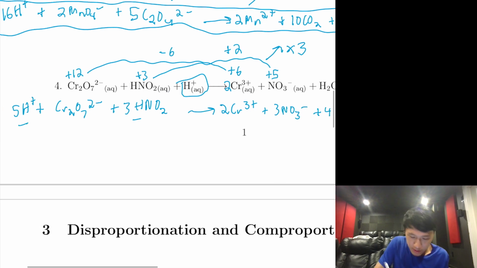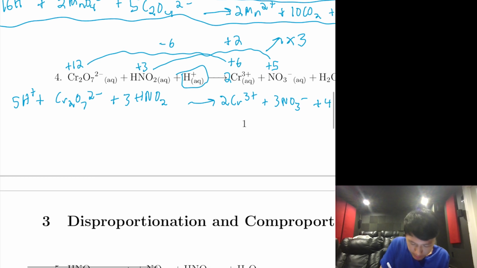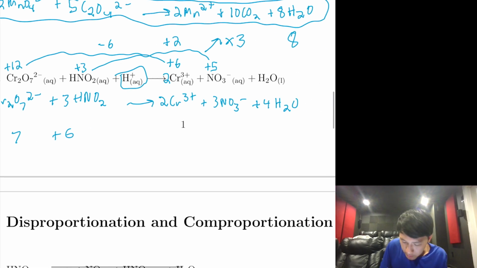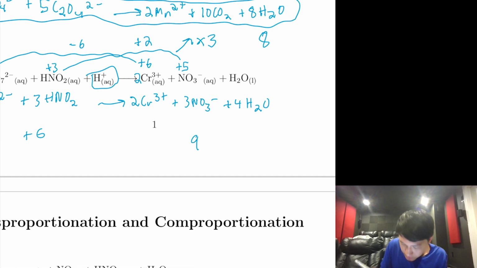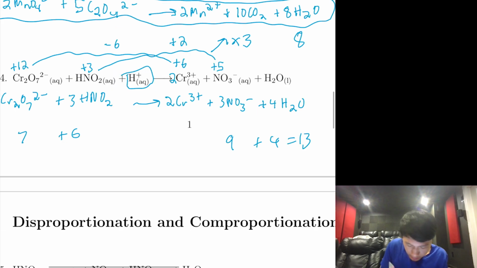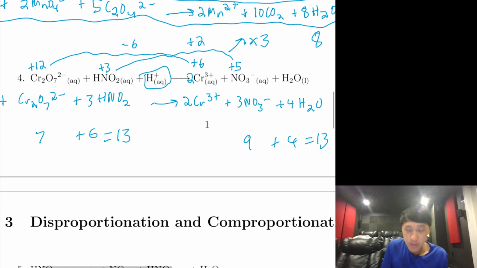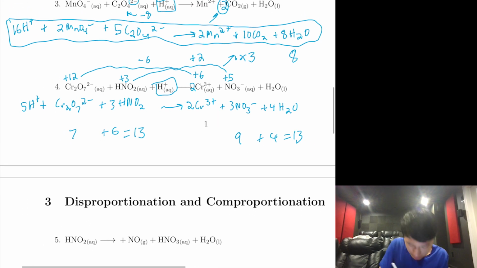Now let's check our answers by checking the amount of oxygens. So here we have 7 oxygens plus 3 times 2 plus 6. On the right side, we have 3 times 3, so 9 oxygens plus 4. So this gives us 13, and 7 plus 6 also gives us 13. These are equal, and that means this is our correct answer.